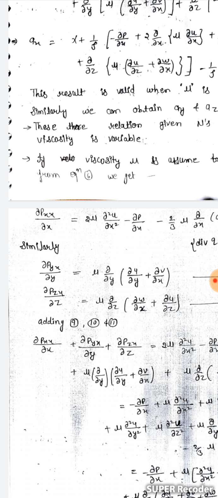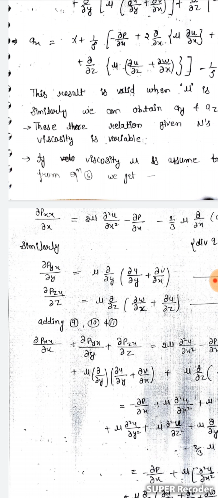So adding 9, 10 and 11, we get twice mu del square u by del x square minus del p by del x minus 2 by 3 mu del by del x of divergence of q plus mu del by del y of del u by del y plus del v by del x plus mu del by del z of del w by del x plus del u by del z. Solving it, we get minus delta p by delta x plus mu into del square u by del x square plus del square u by del y square plus del square u by del z square plus mu by 3 into delta by delta x of divergence of q.